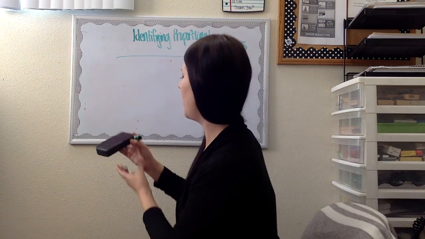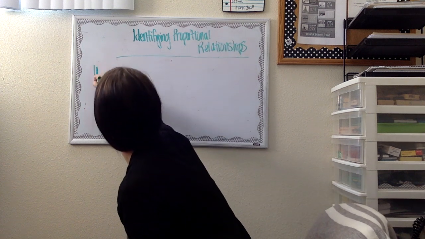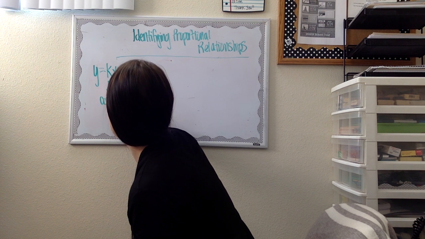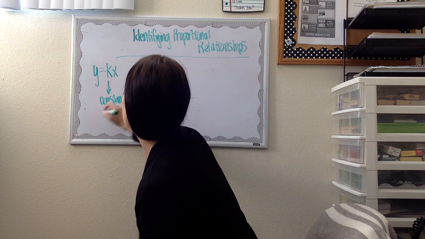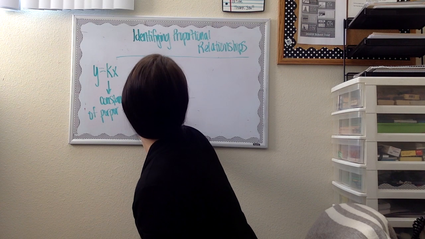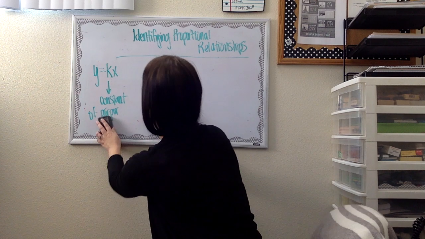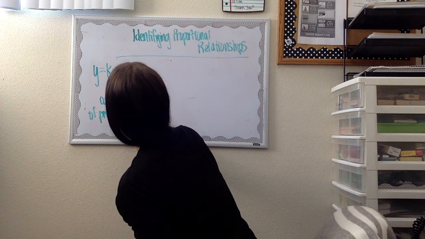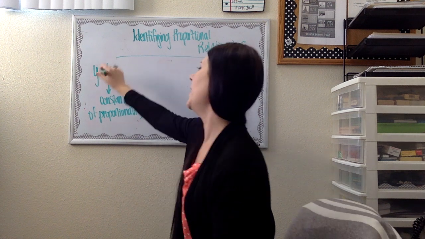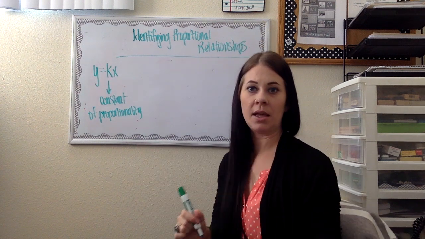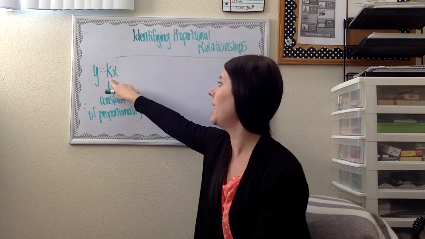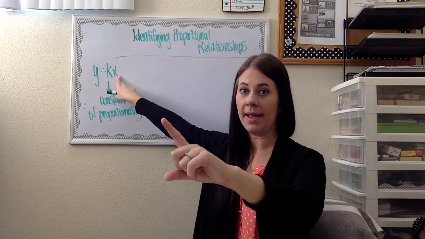So let's remember the format we write our equations in: y equals kx. K is your constant, also called constant of proportionality. Remember, I can't spell. I put the R in the wrong spot. Sorry. Proportionality. So in this equation, the k is going to be replaced with a number. And that number is what we're multiplying the x by to get the y.